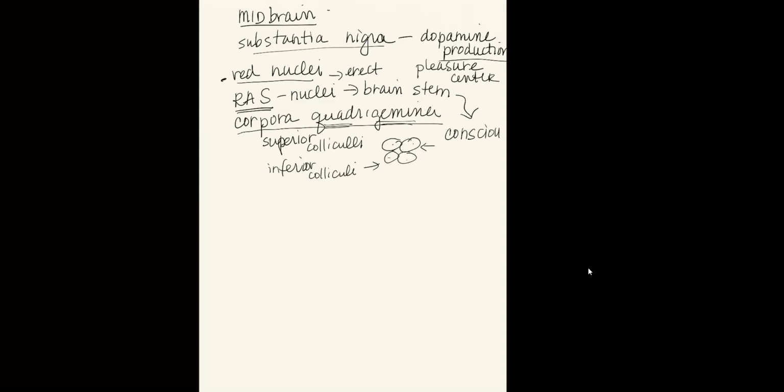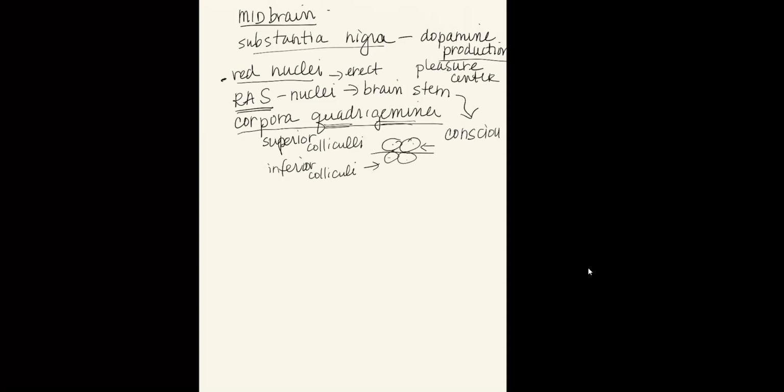The top two are visual reflex centers. They're going to help you track something if it's walking in front of you. It's also going to help you if something flashes in front of your face, like how you turn to something going around you.